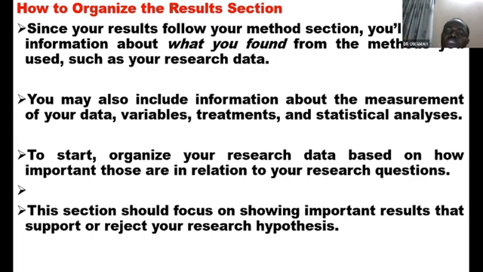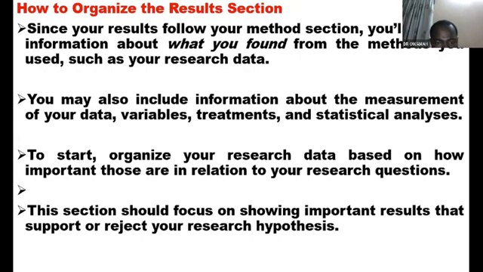Now, you may also include information about the measurement of your data, variables, treatment, and statistical analysis. To start, organize your research data based on how important those are in relation to your research question. So when you're organizing your result, you organize it according to order of importance, so that you don't start with very trivial things and then end up with very serious things, and the paper has already been rejected. Those serious ones that you think is where your novelty strength lies, you begin from there and then go downwards.